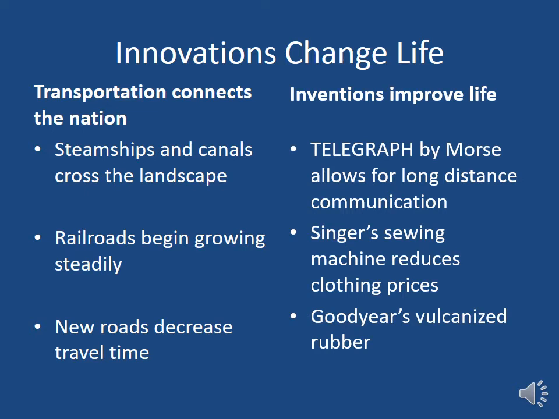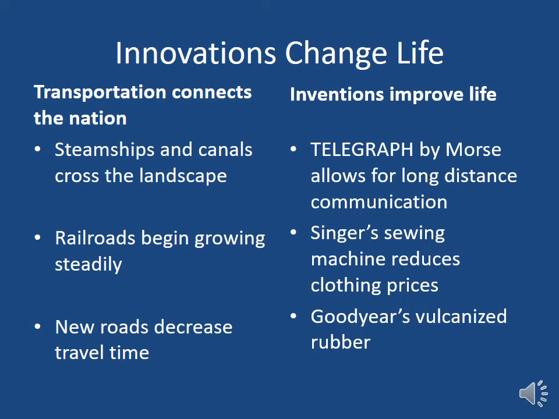Okay, these new inventions start to improve daily life. We have this communication invention called the telegraph, developed by Morse, and obviously we know what Morse code is. It allows for long distance communication. They communicated through a series of beeps and dashes, or long beeping noises and short beeps to represent letters, and then they obviously put those letters into words and sentences, and now people are communicating.